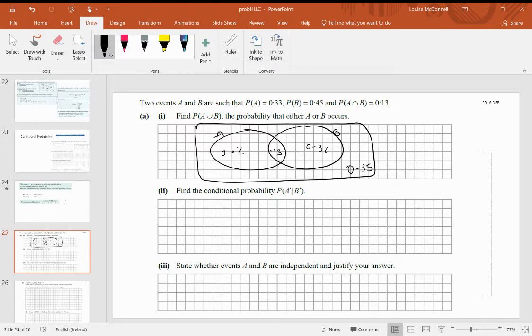Okay. So what is the probability of A union B? That's everything in these sets. So imagine if I was to shade all that in. So it's basically 1 subtract that. So 1 minus 0.35, which is 0.65. Okay. And that would get you 5 marks.